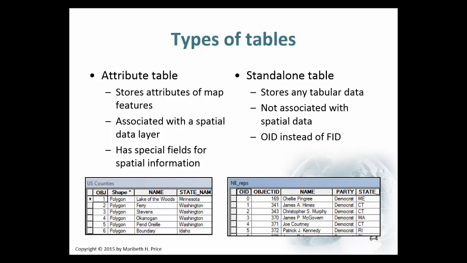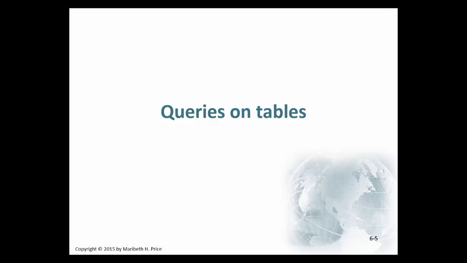Consider two types of tables. Attribute tables, which are stored with GIS data, storing special fields for the spatial data layer. Standalone tables are not associated with spatial data. Standalone tables can store any tabular data and are available in a wide variety of formats.